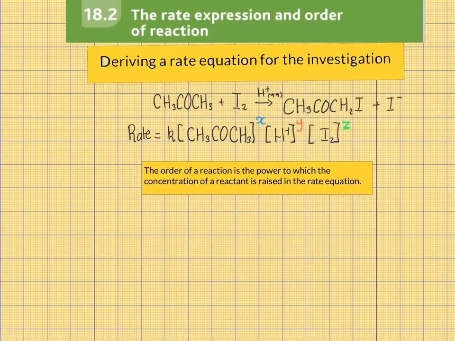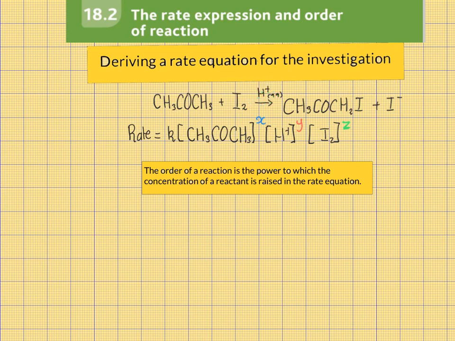In this section, we're going to look at the rate expression. The rate expression, or rate equation, looks at the contribution of all of the species that affect the rate of the chemical reaction. These include the reactants and maybe catalysts too. So now we're able to derive a rate equation for the investigation. So remember, the chemical equation for the reaction that's taking place is propanone reacting with iodine and hydrogen ions, or acid, reacting as a catalyst.